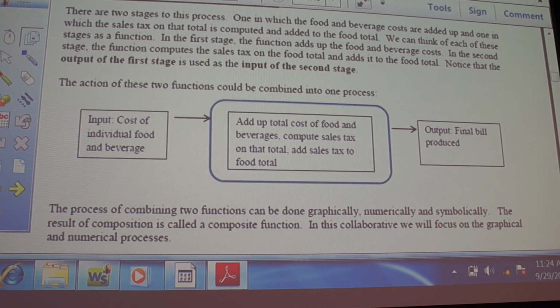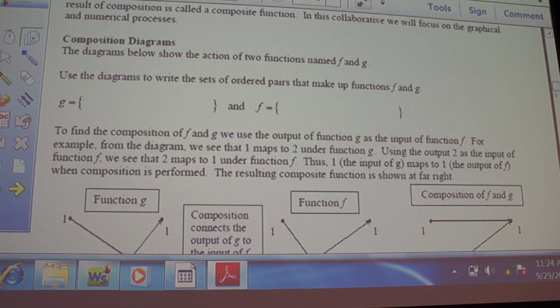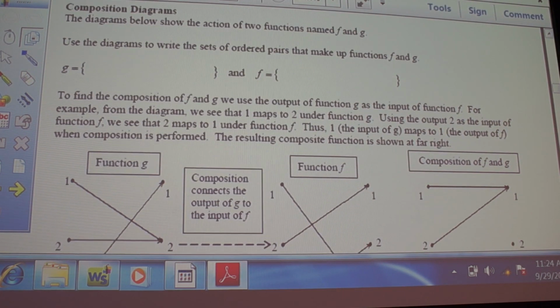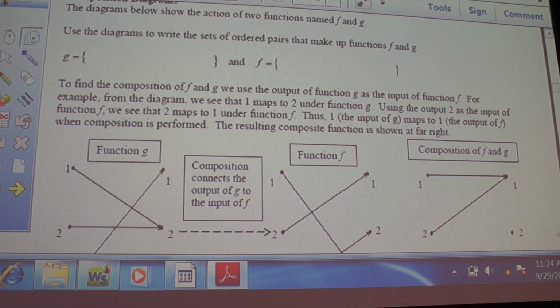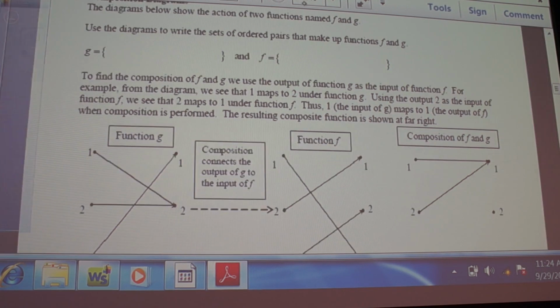So here we're going to look at the graphical and numerical processes only. We're going to start off with that first and introduce ourselves to that slowly. Here are composition diagrams.